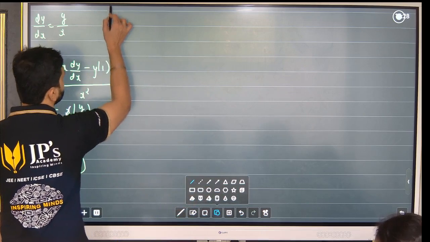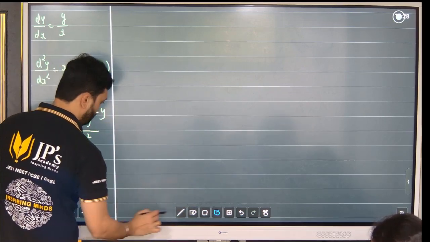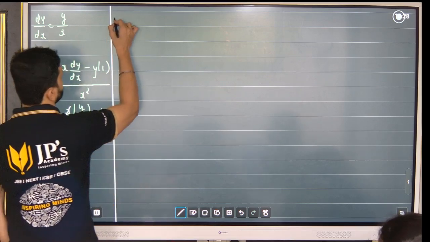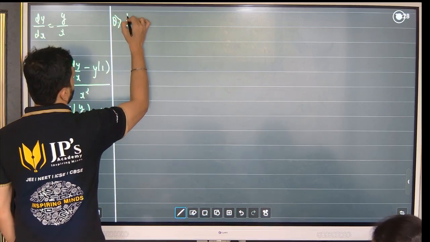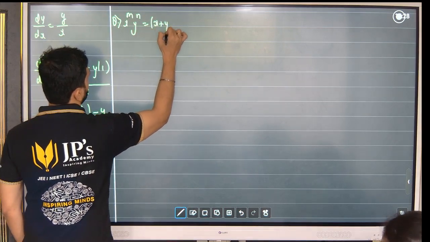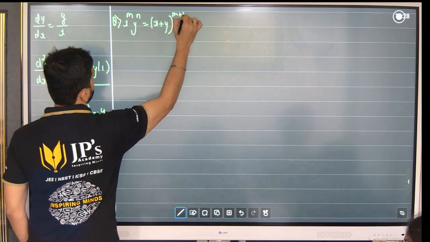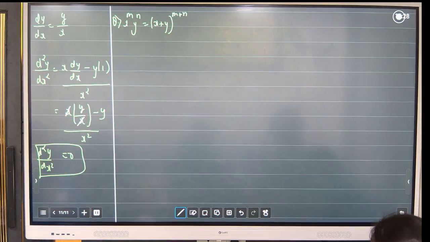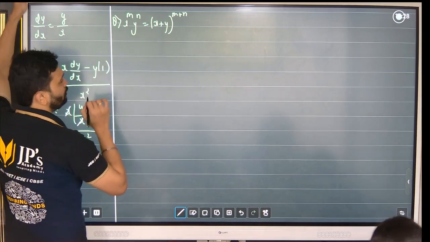Now, in second derivative there are a lot of proof sums. X raised to m, y raised to n is equal to x plus y raised to m plus n. I have to find d square y by dx square. Okay, I have to find the second derivative. Too complicated to solve normally, I'll take log.